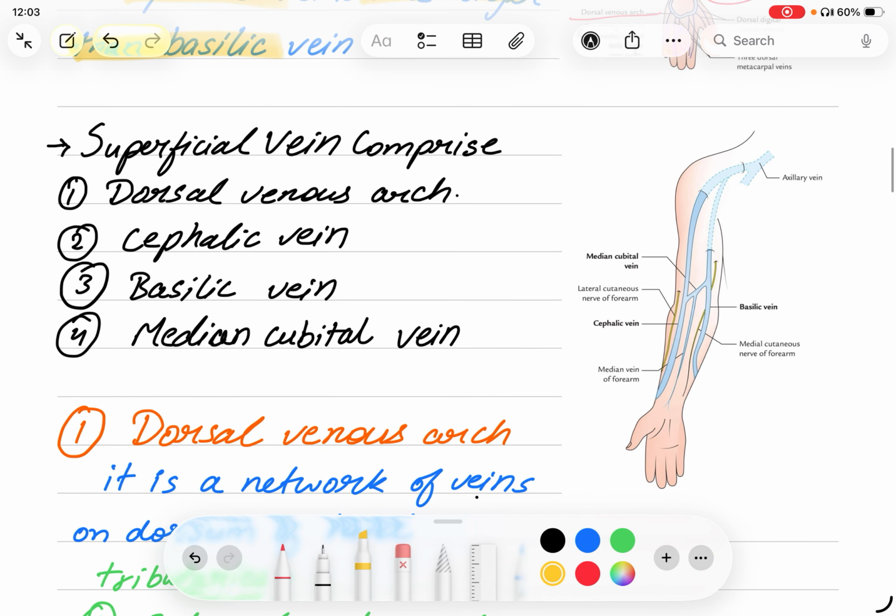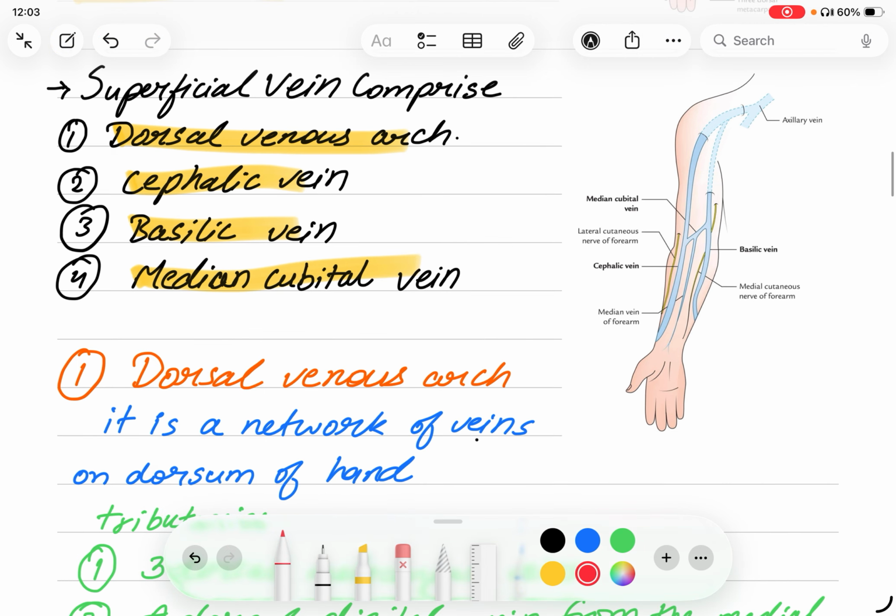Now, superficial veins comprise: first is the dorsal venous arch, second is the cephalic vein, third is the basilic vein, and fourth is the median cubital vein. In that diagram, you see clearly the cephalic vein on the lateral side, on the medial side there is the basilic vein, and there is the median cubital vein.